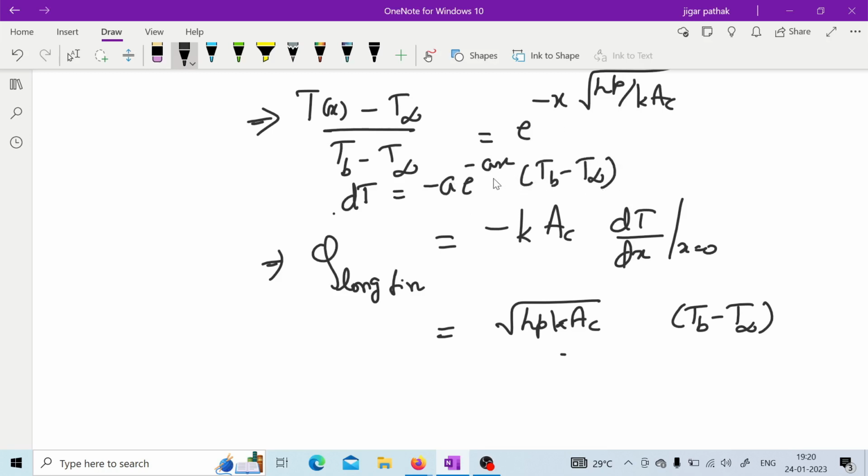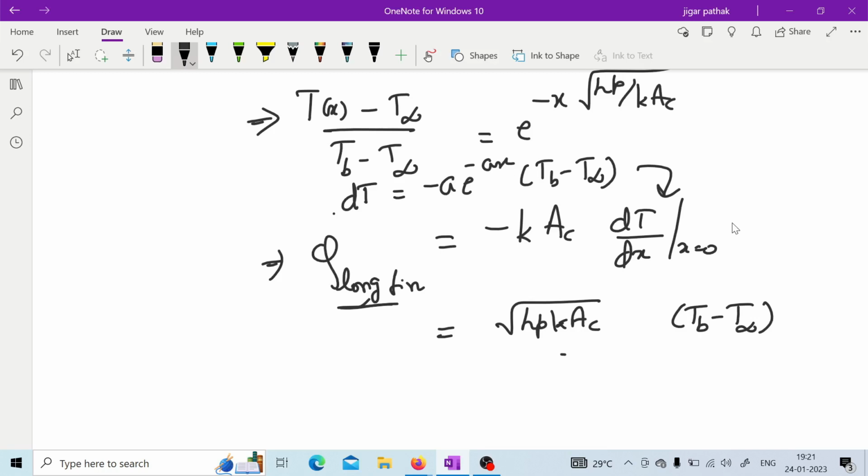So if you put x equal to 0, e raised to 0 will be 1. So this dT by dx at x equal to 0 will give you minus m (Tb minus T infinity). If you put that value into this equation, then you will find that minus Kac into minus under root (hP by kAc) into (Tb minus T infinity), and you will get this heat transfer rate as under root (hP kAc) into (Tb minus T infinity). Are you getting it? Okay, sir.